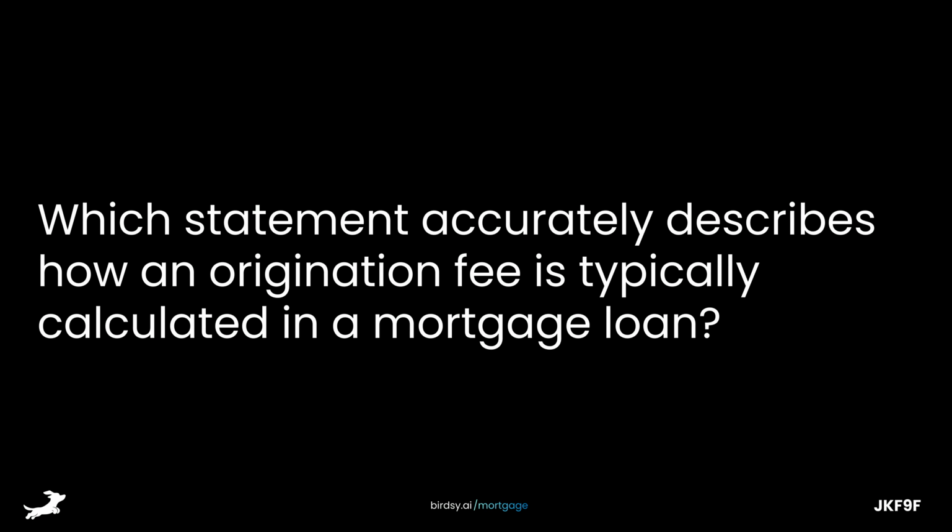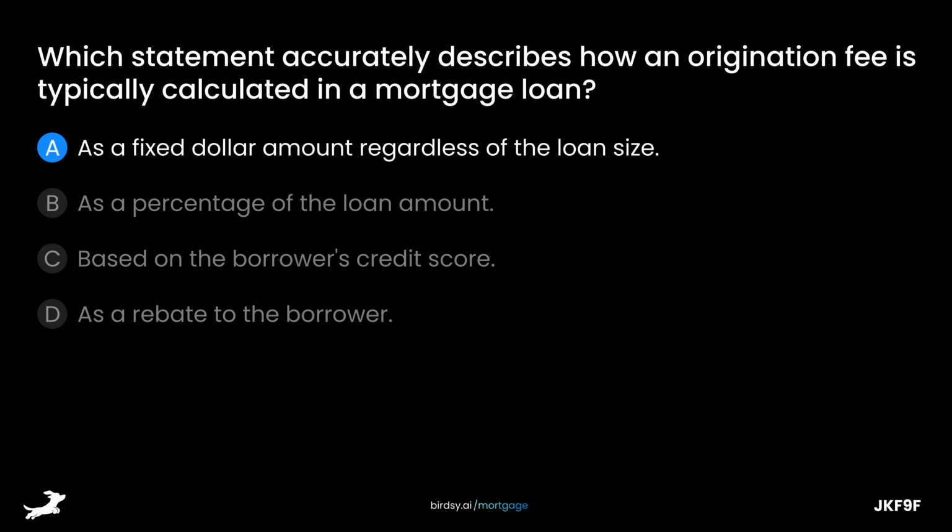Which statement accurately describes how an origination fee is typically calculated in a mortgage loan? Is it A, as a fixed dollar amount regardless of the loan size? B, as a percentage of the loan amount? C, based on the borrower's credit score? Or D, as a rebate to the borrower?